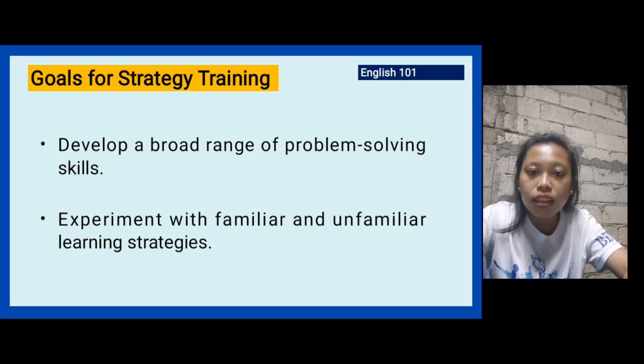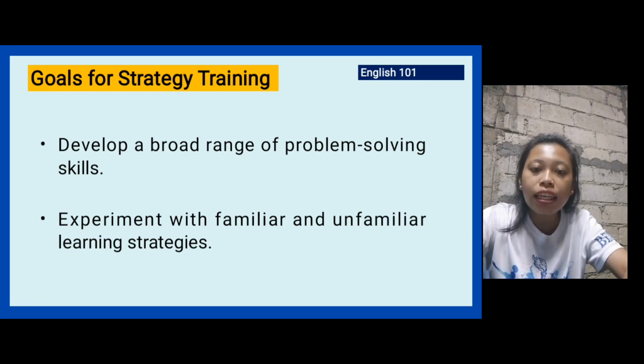Next is experiment with familiar and unfamiliar learning strategies. In here, learners try out different ways of learning, both those they already know and new ones. This helps them discover which strategies work best for their individual learning style.